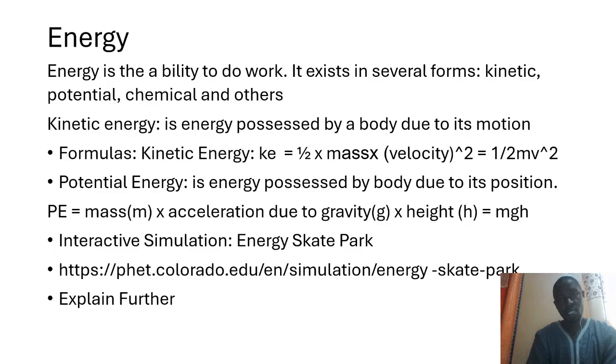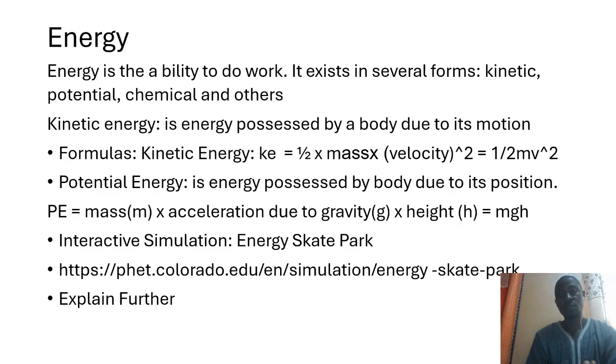When we go to energy, energy is the ability to do work. It exists in several forms: kinetic energy, potential energy, and chemical energy, including others. Kinetic energy is energy possessed by a body due to its motion. The formula for kinetic energy is a half times the mass of the body times velocity squared, which is the same as half mv squared. Potential energy is energy possessed by the body due to its position. By formula, it is mass times acceleration due to gravity times the height. If you abbreviate it, it is mgh.